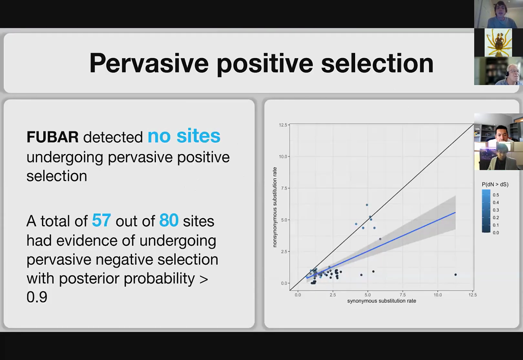But whenever we look at the specific sites in the ICK alignment, none of them had very strong, pervasive evidence of positive selection. So what I've done here is plotted the synonymous substitution rate against the non-synonymous substitution rate, and basically, if there were strong evidence of positive selection, you would have things way up in here, but everything's indicative of very strong negative selection. In fact, about 57 out of the 80 sites had evidence of strong negative selection.